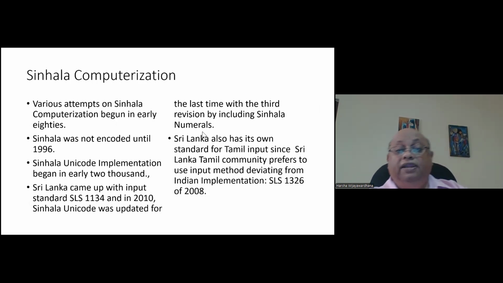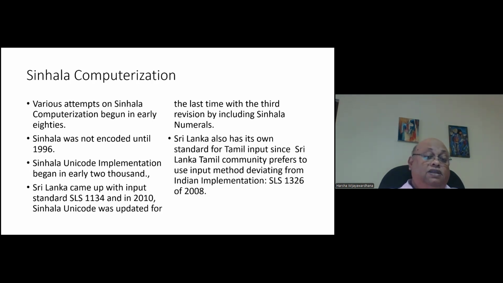Okay, a little bit on Sinhala computerization. Various attempts at Sinhala computerization began in the early 80s, and Sinhala was not encoded until 1996, and there is an interesting story about it. We found out about encoding in Unicode. The Sri Lankans found out a little bit late, somewhere in the early 90s.